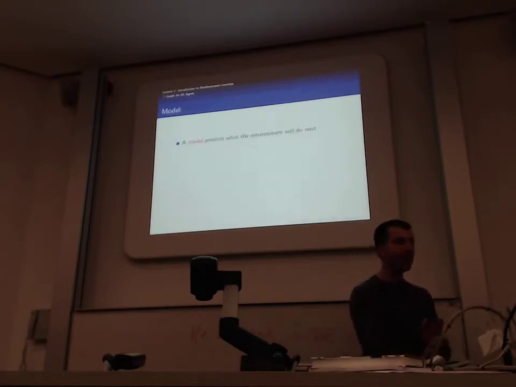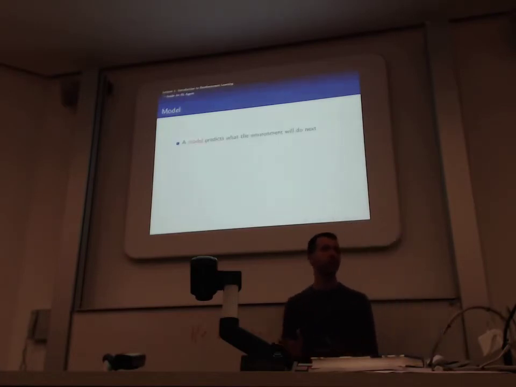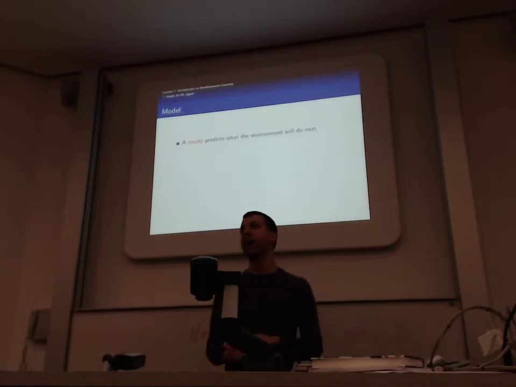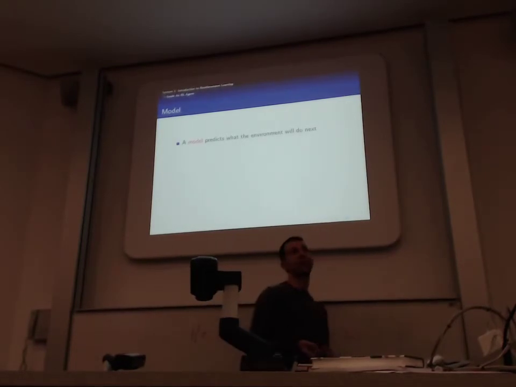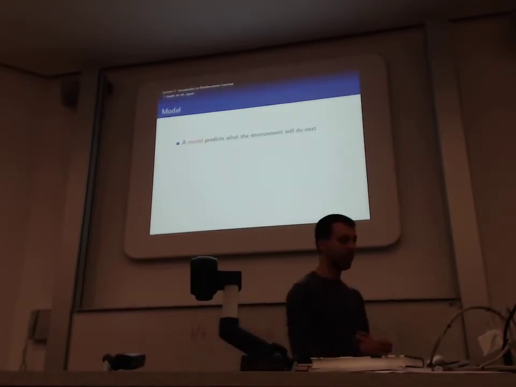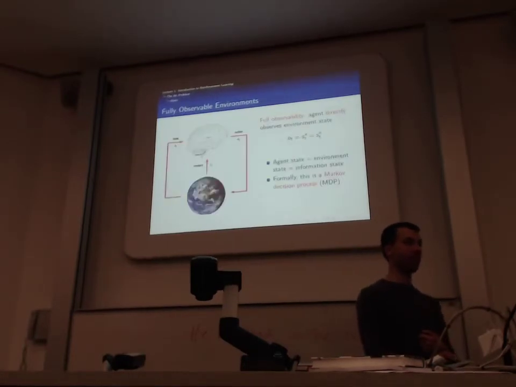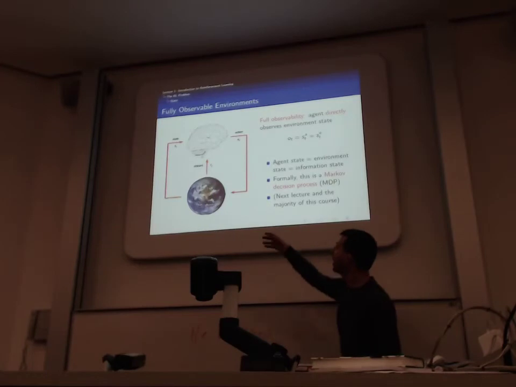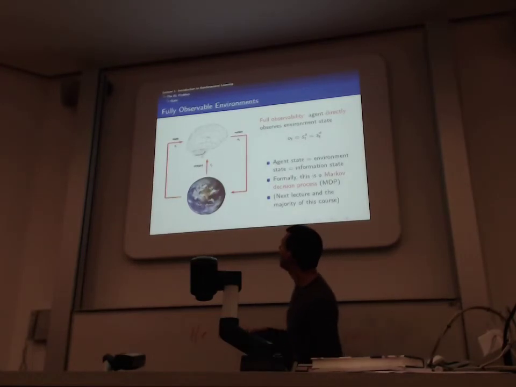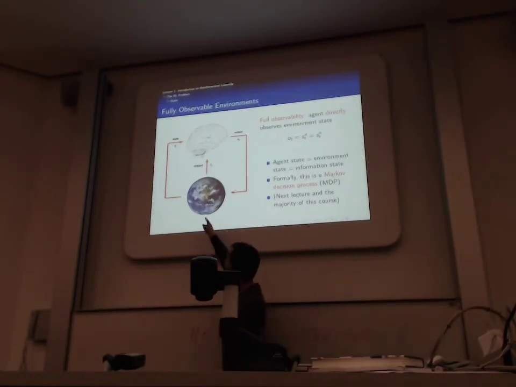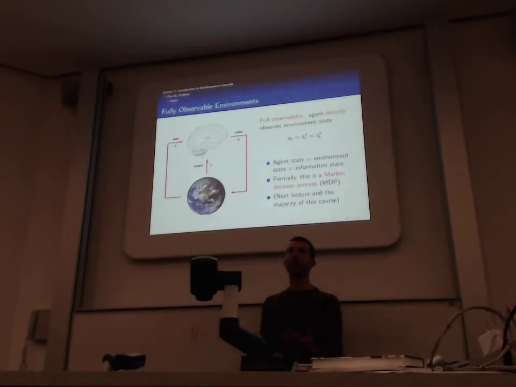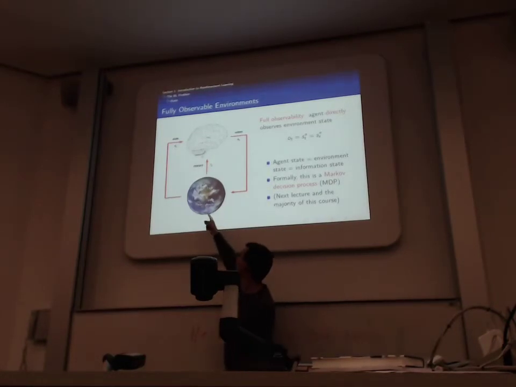Okay, the third major component is the model. So what's a model? Well, it's the thing which predicts what the environment will do next. If we go back to our familiar picture, the model is basically the agent's own representation of what this thing here looks like. So it doesn't know the true environment, but it can build its own representation of what's going on here. It can start to learn this thing.